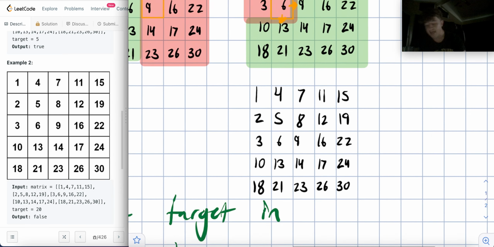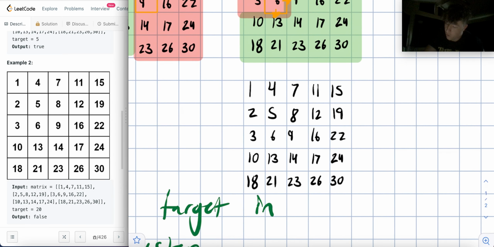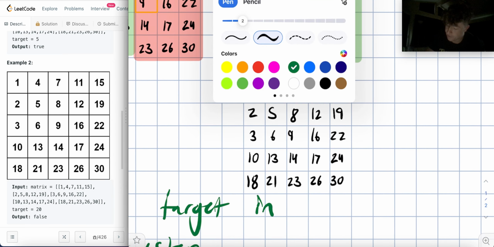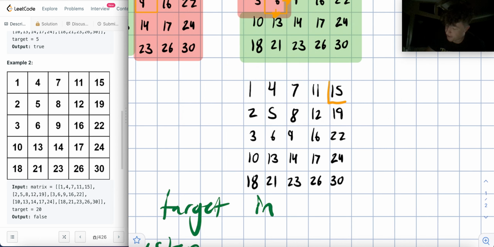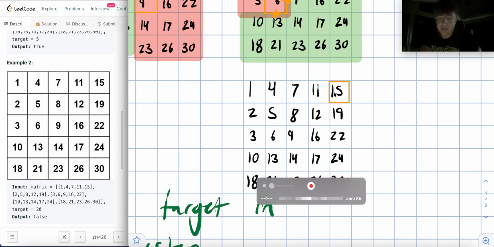So what if instead we started in a corner like this? If we started here and I'm looking for 5, well, now the directions are more clear. If my number's too big, I go to the left. And if my number's too large, I go down.